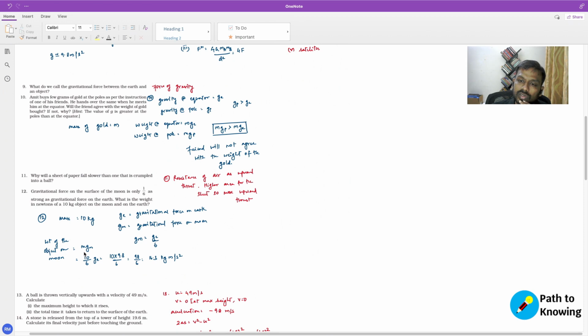So the weight of the object on the moon is going to be m times Gm, right? And we know that Gm is equal to the Earth's gravity over 6. So the weight of the object on the moon is 10 over 6 times Ge, and Ge, we know, is 9.8. So it approximately comes down to 16.3 kg meters per second square. So this is the weight of the object on the moon.